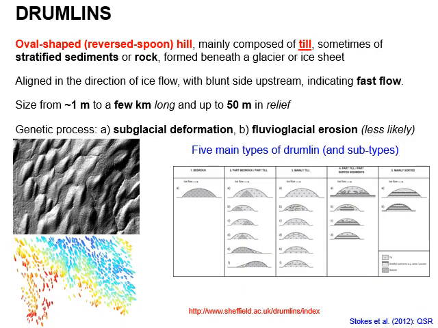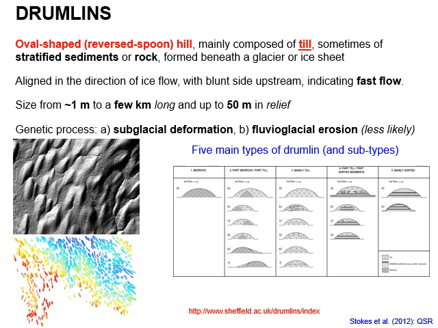Drumlins. Drumlins are oval-shaped hills that are mainly composed of till. Sometimes they have a rock core, sometimes they have some stratified sediment, but you won't be able to see that on the outside of the landform. You have to dig into it to actually see the sediments. These hills can range from a couple of meters long to a few kilometers long and usually are 50 to 100 meters high. So they're longer than they're wide, and they're always aligned in the direction of ice flow.